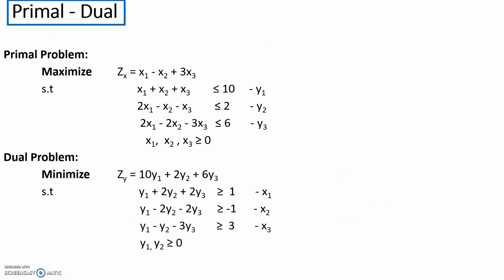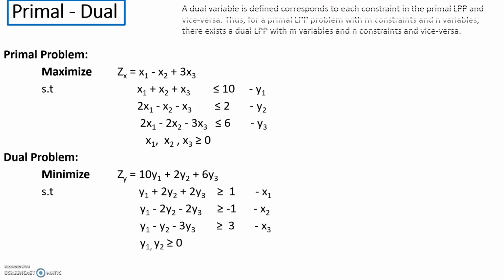Let us understand the concept of primal and dual and how to formulate dual from the primal step by step. First of all, a dual variable is defined corresponding to each constraint in the primal linear programming problem and vice versa. Thus, for a primal linear programming problem with m constraints and n variables, there exists a dual linear programming problem with m variables and n constraints.